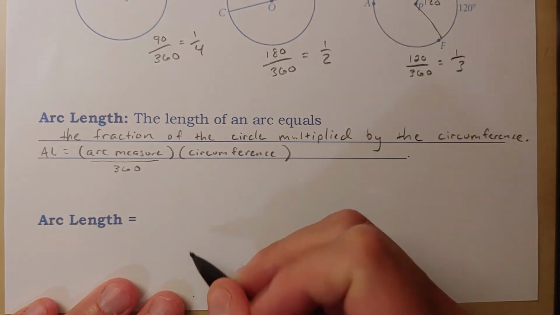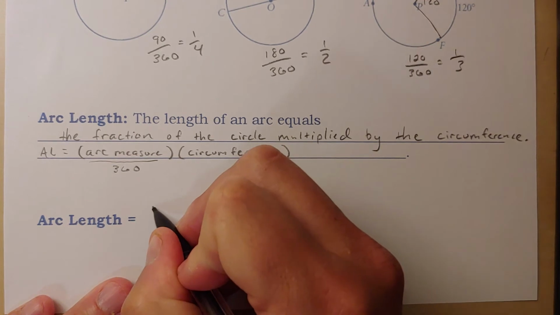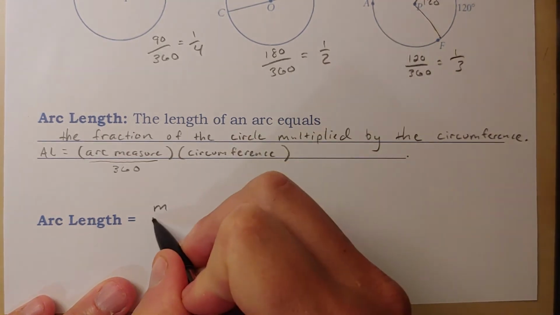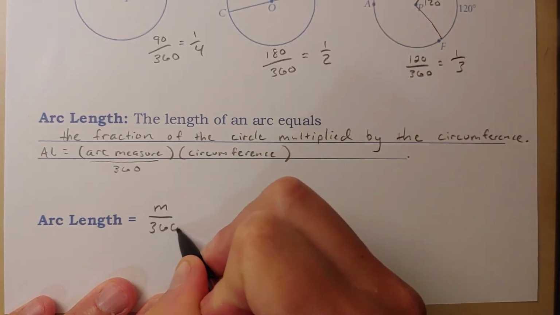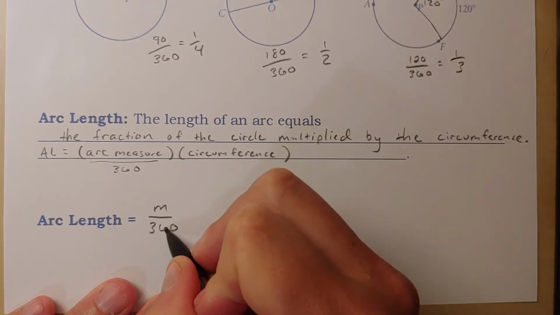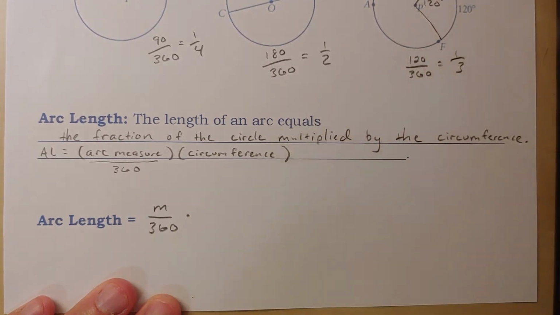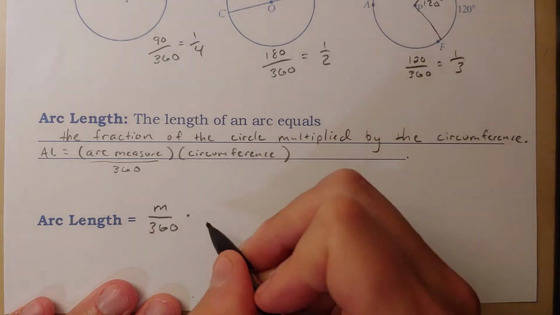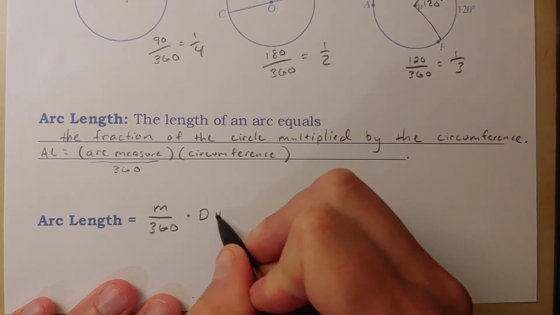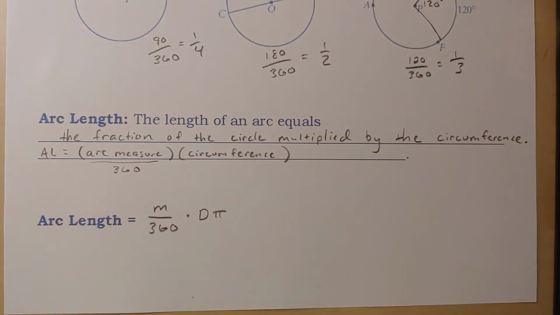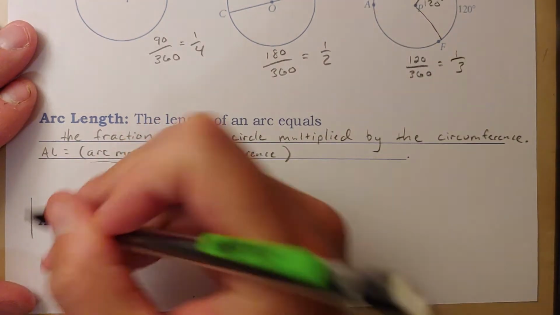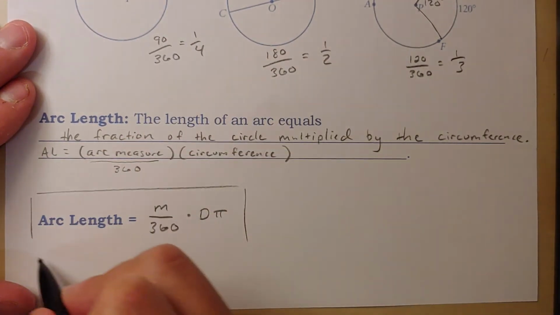This gives us a formula that we can use for all arc length problems. So arc length will be equal to the arc measure, I'll just use a lowercase m, over 360, times the circumference. The circumference is diameter times pi. And here is our arc length formula.